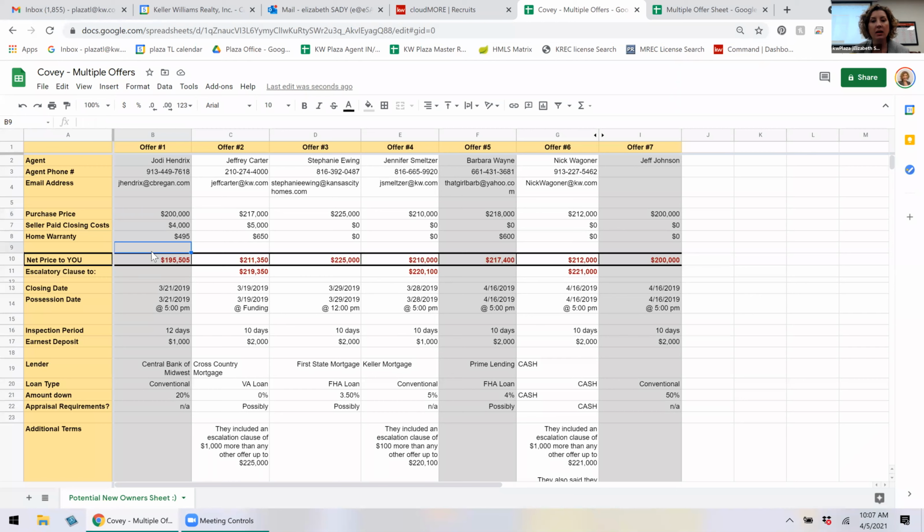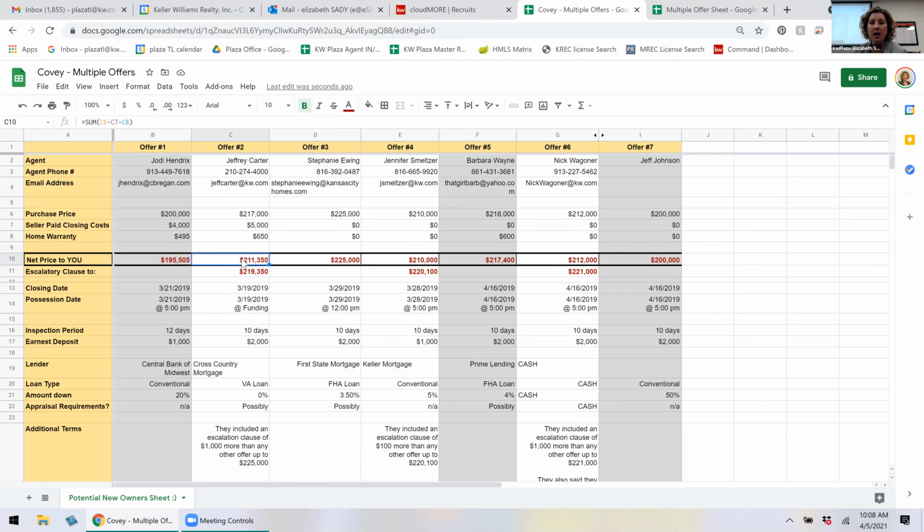And so it automatically was calculating in my template to take the purchase price minus the seller paid closing cost, if applicable, and the home warranty, and it gave the net. The reason this was important, as you can see across the board, is that it could get really confusing because somebody might be offering more, but they're asking for closing cost. And so it made it easy for your sellers to understand too. Okay, I know this one is higher, so this 217 is higher, but they're asking for 5,000 in closing costs. So it's really a 211 offer.